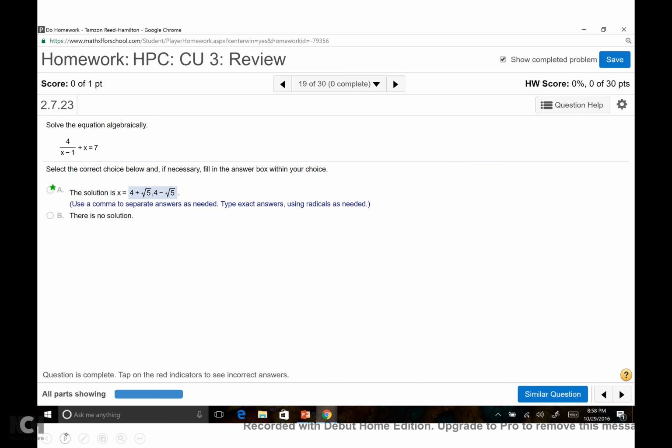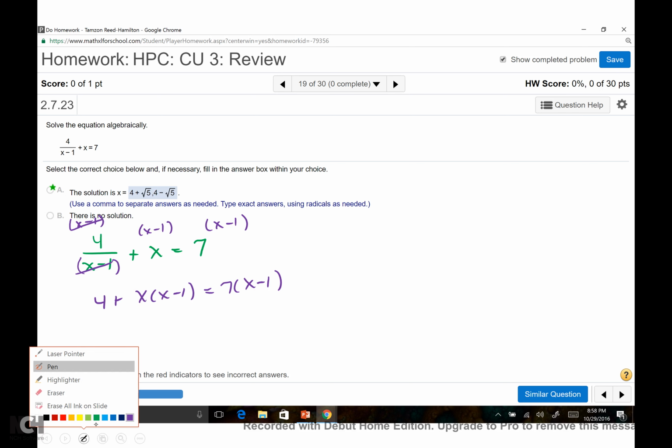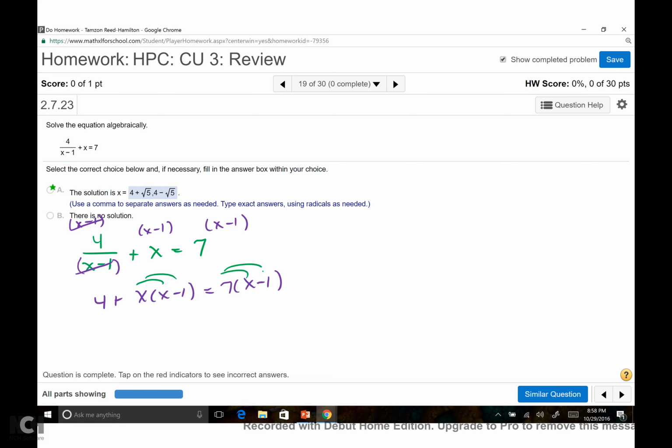Number 19. It says solve the equation algebraically. So more of the same. We have 4 over x minus 1 plus x equals 7. The only denominator that I have to get rid of is x minus 1. So I have to multiply everything by x minus 1 to kill it. It dies. I'm left with 4 plus x times x minus 1 equals 7 times x minus 1. So if I clean this up, distribute, I have 4 plus x squared minus x equals 7x minus 7.